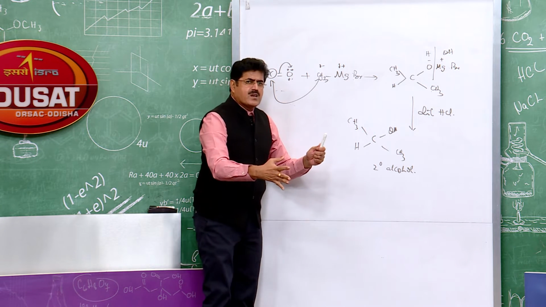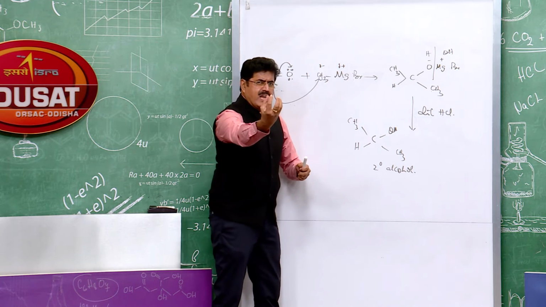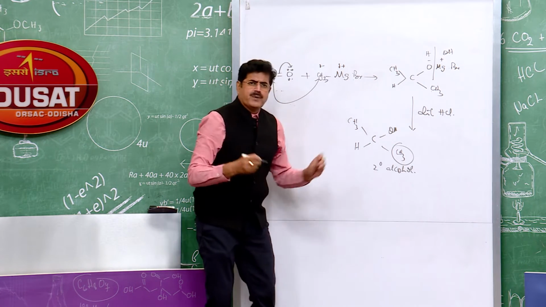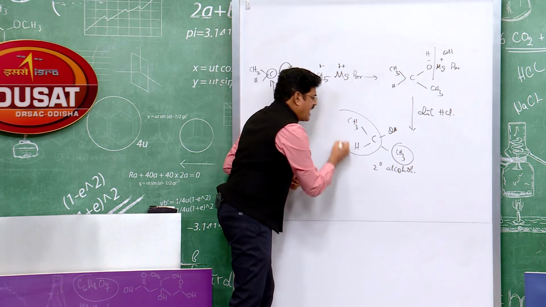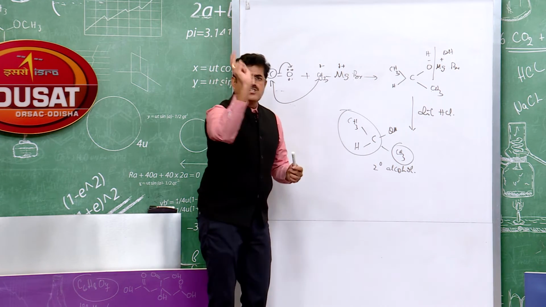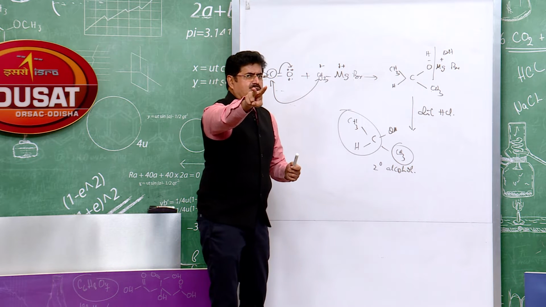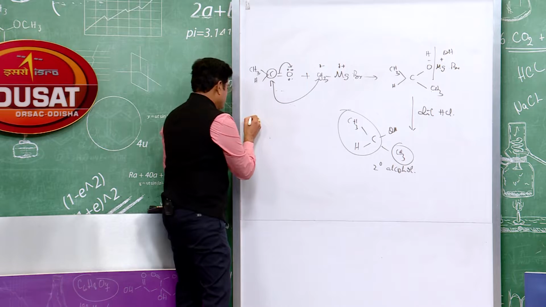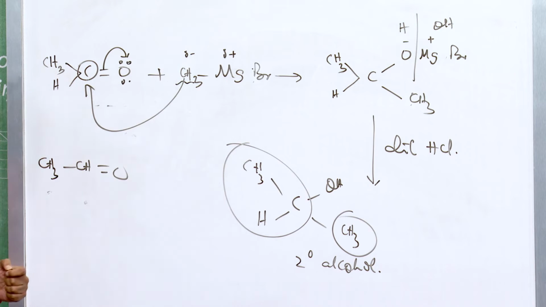Let's start with the simplest Grignard reagent, methyl magnesium bromide. The alkyl group comes from the Grignard reagent. So this is the methyl group. Let it come from methyl magnesium bromide. Now how many carbons are left? 2 carbons. Tell me the aldehyde with 2 carbons. You know that. Yes, it is acetaldehyde. This one. The reaction is given here.